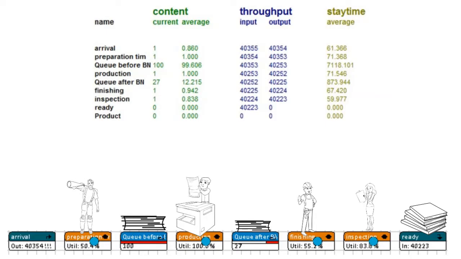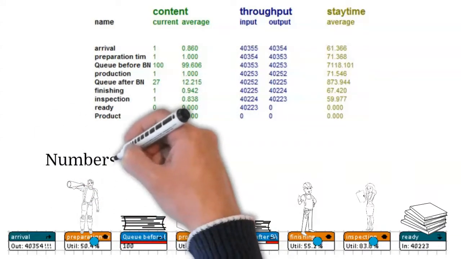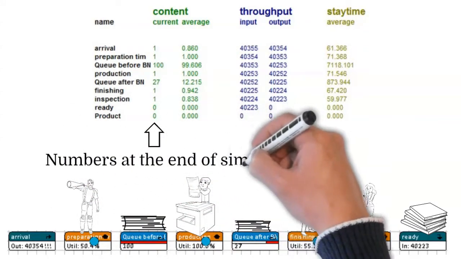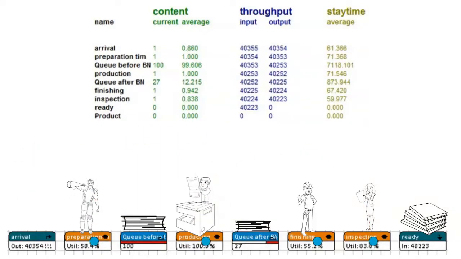Now let's take a look at a data sheet. We have 3 columns: content, throughput, and state time. Let's take a look at each one of them individually. Let's start with current. The column current is not very relevant because it states the number of products at the end of the simulation, and we cannot work out any information with this.